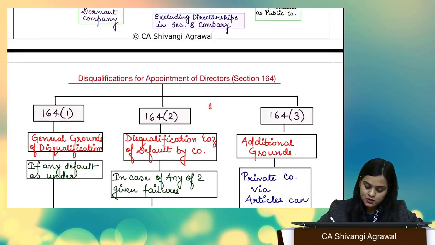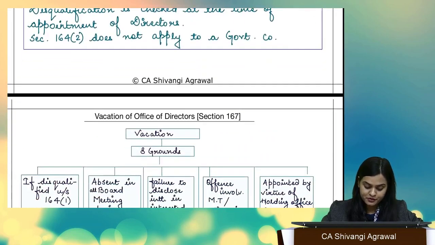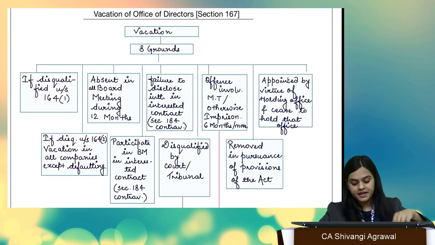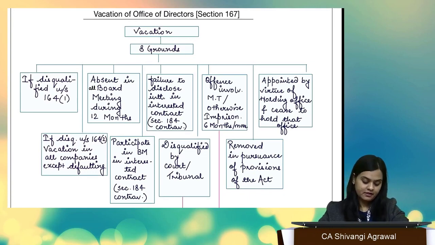For this, you also have to give a declaration, the IR 8, that I have told you a number of times. Now, vacation. Grounds of vacation, section 167. First two grounds I've already told you.